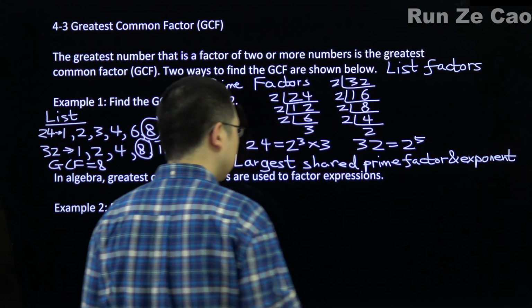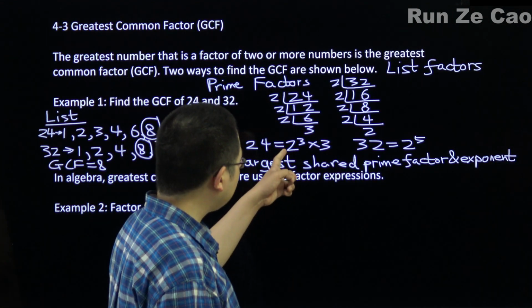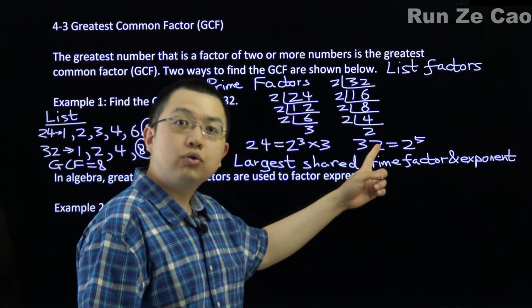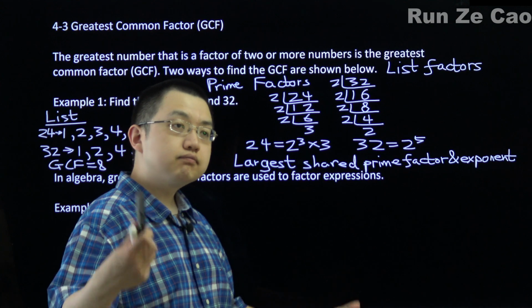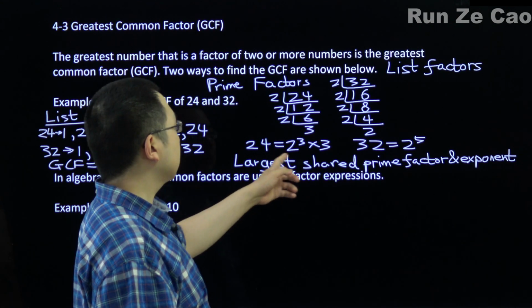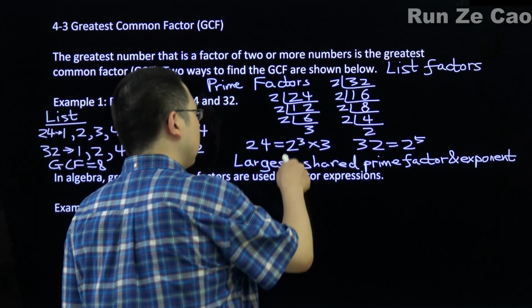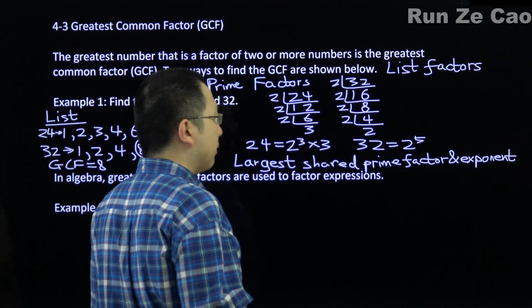The largest shared prime factor and exponent is therefore, well, here we have a 2 to the third power. That will be able to divide 2 to the fifth power. But 2 to the fourth power cannot be divided evenly here. So 2 goes up to the third power at most.